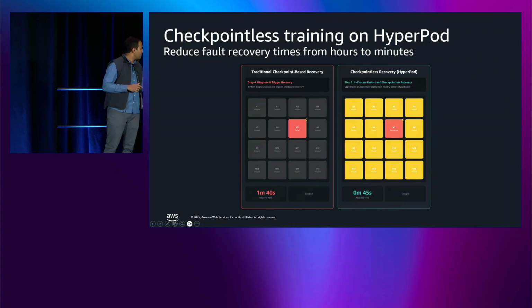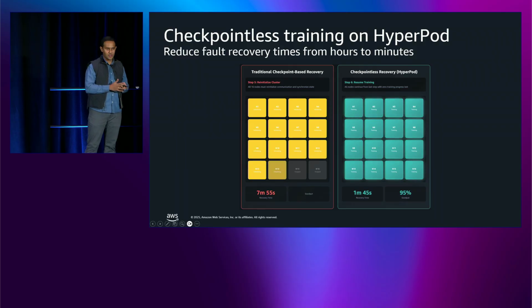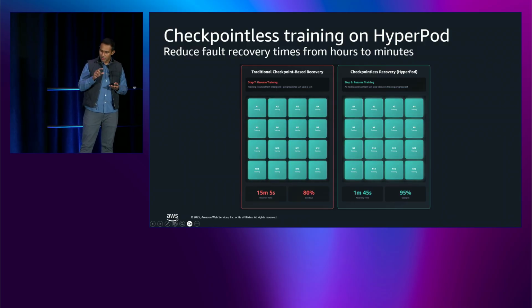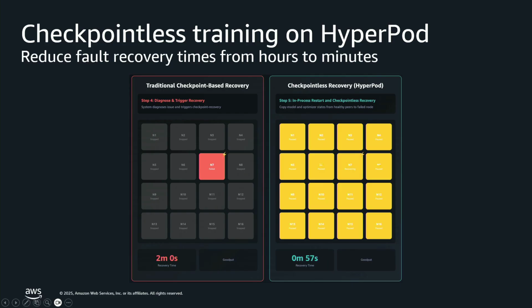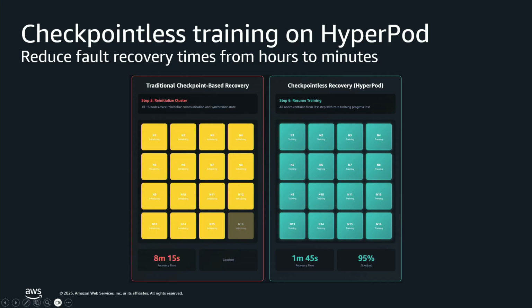On the left, we have a cluster showcasing traditional checkpoint-based recovery, and the one on the right is checkpointless training. We start off where the cluster might experience a fault. So let's just let this loop in one sequence. Node 7 is going to experience a fault. It turns color, and that's a fault that occurs. With checkpoint-based recovery, you need to sequentially reinitialize each of those nodes, which means that it can take several minutes for that initialization process to happen.